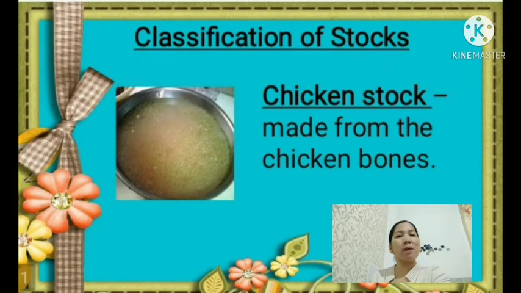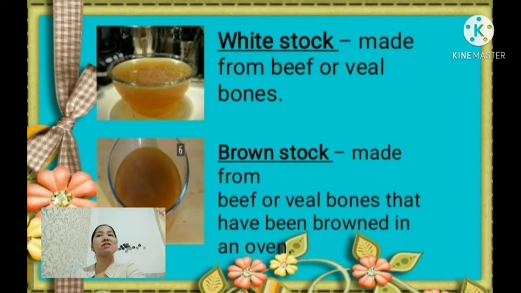Okay, mayroon tayong iba't ibang classification of stocks o yung mga sabaw. Paano natin makikilala ang mga sabaw? Ang unang uri ng stock is yung tinatawag nating chicken stock. Okay, from the name itself, it is made from, tama, it is made from chicken bones. Kaya nga siya tinawag na chicken stock. Okay, another one is the white stock. White, bakit white? So, mapapansin ninyo, maputi or malinaw ang sabaw. It is made from beef or veal bones. Sabaw ng karning baka o buto-buto ng karning baka. Yun ang nakakagawa ng white stock.